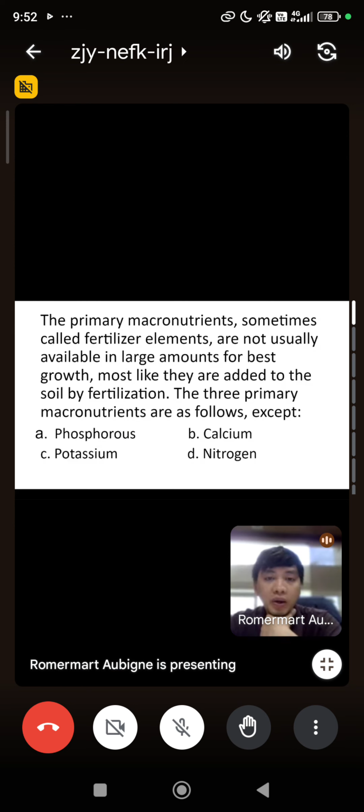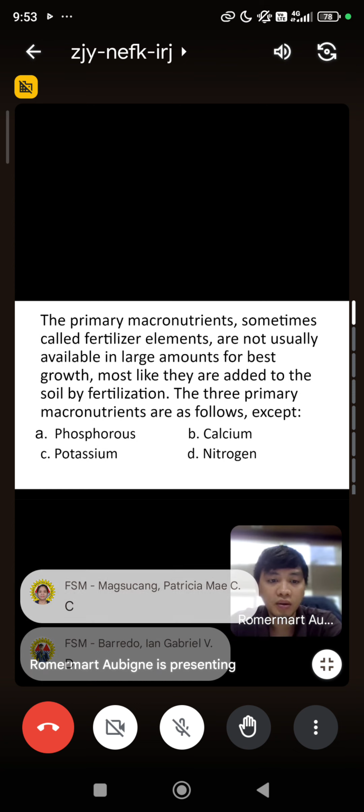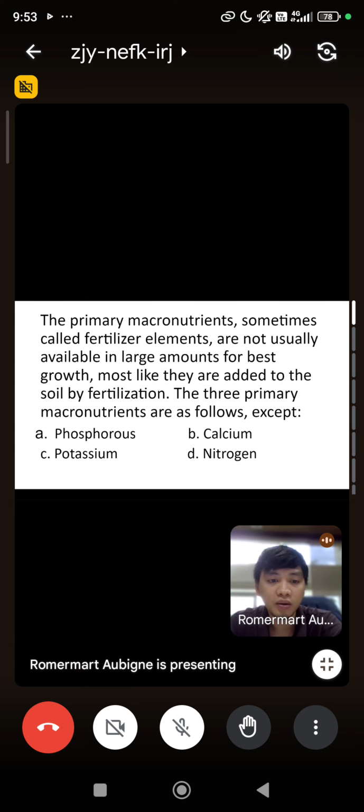Next, the primary macronutrients, sometimes called fertilizer elements, are not usually available in large amounts for best growth. Most likely they are added to the soil by fertilization. The primary macronutrients are the following except, madali na to. A. Phosphorus, B. Calcium, C. Potassium, D. Nitrogen. Sagot.